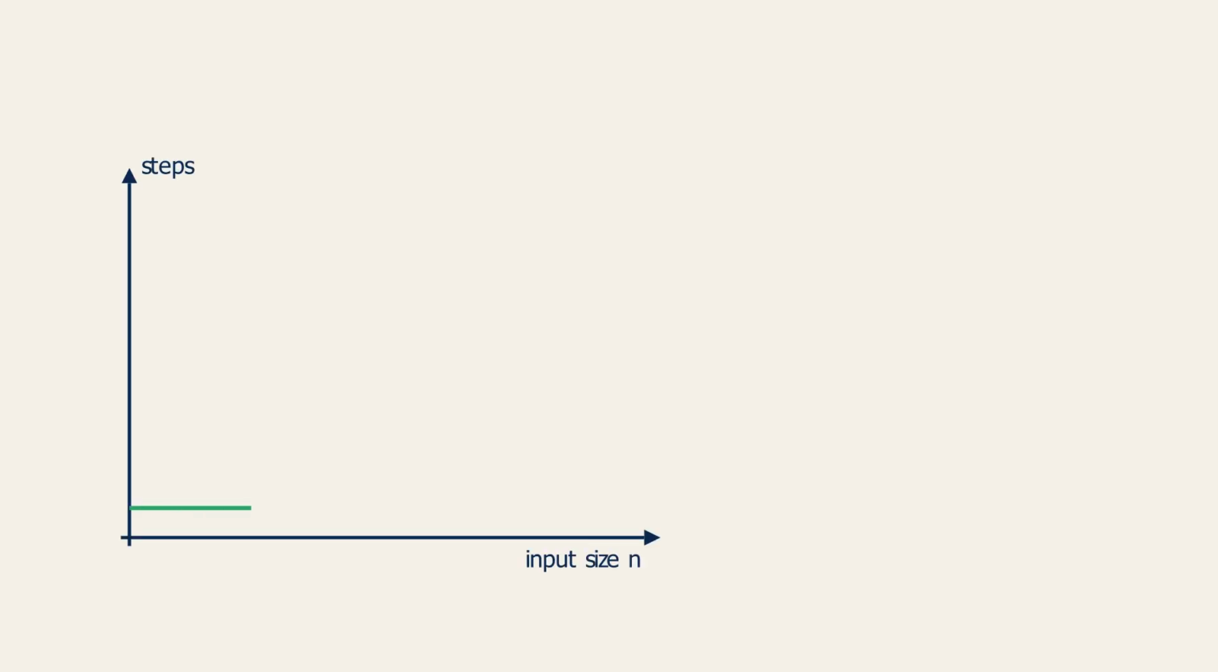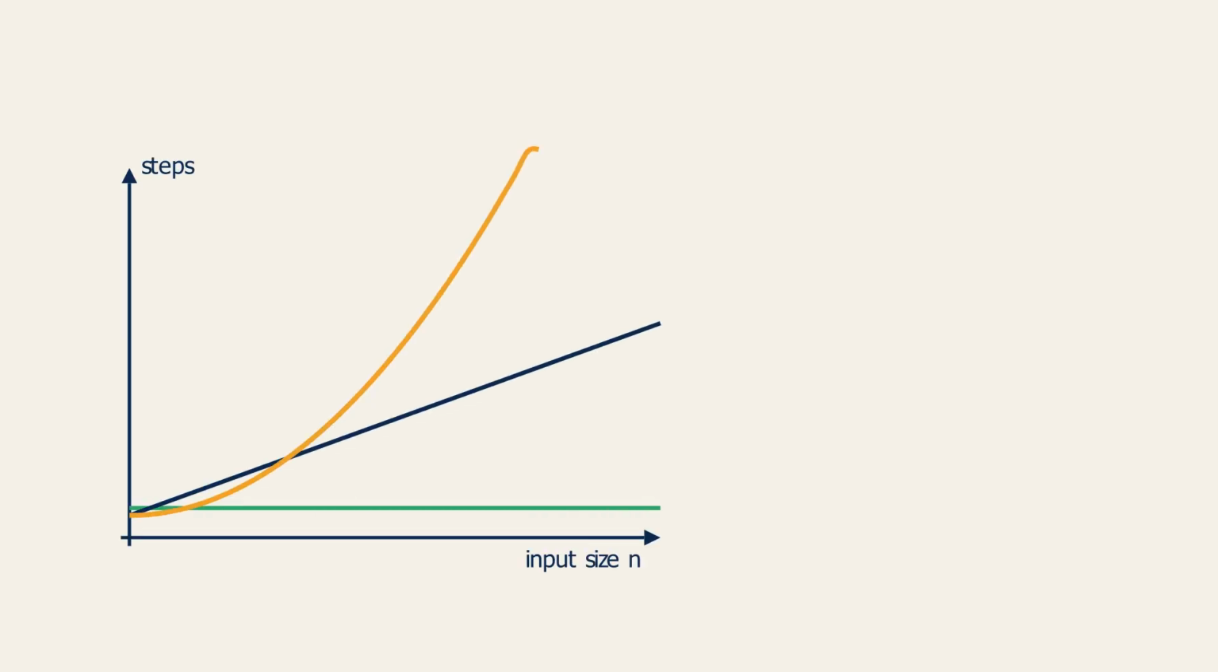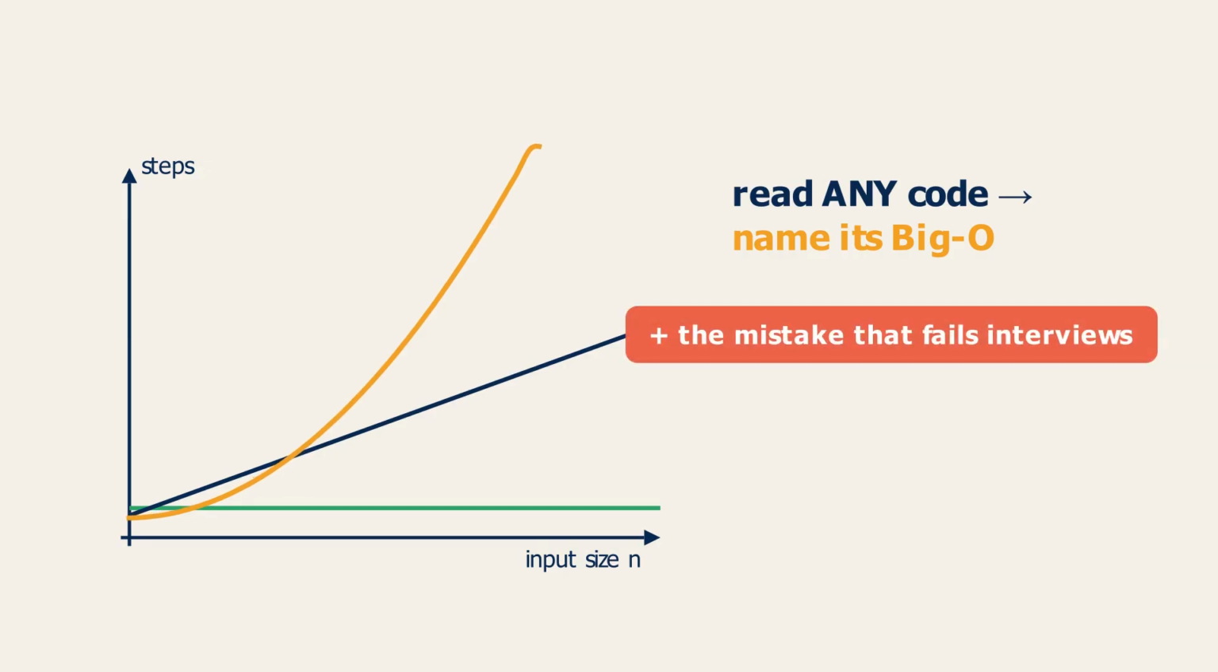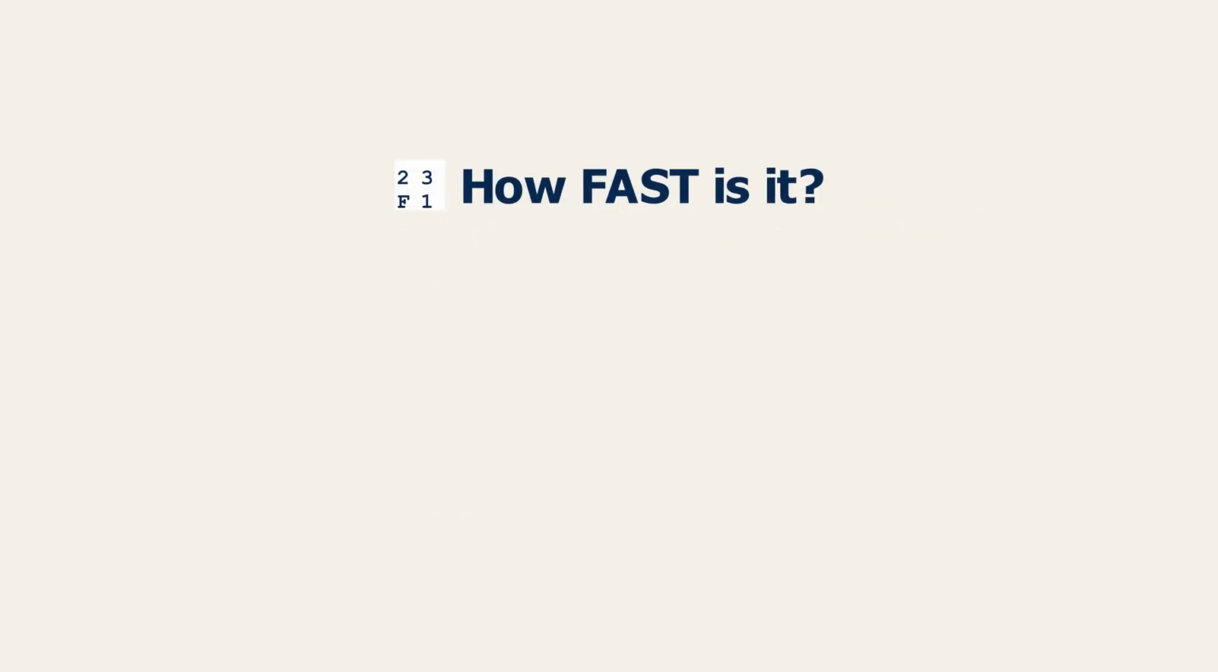In the next 8 minutes, you'll be able to look at any piece of code and name its Big O. No math degree required. And you'll dodge the counting mistake that fails real interviews. Let's make it click. Here's the mental shift.